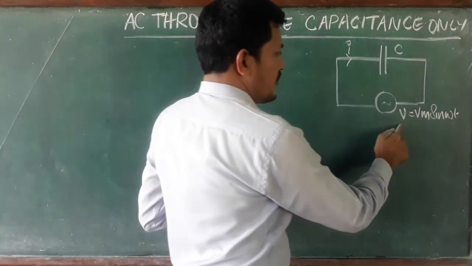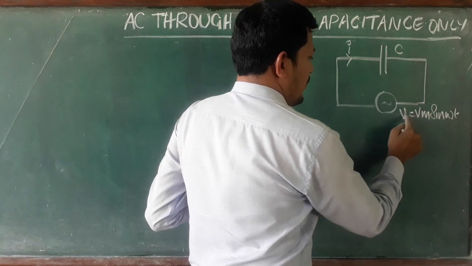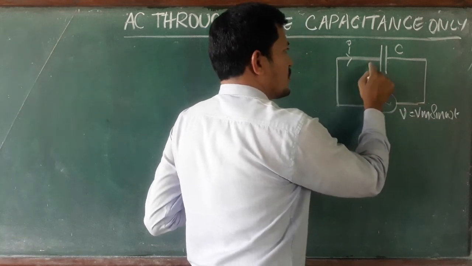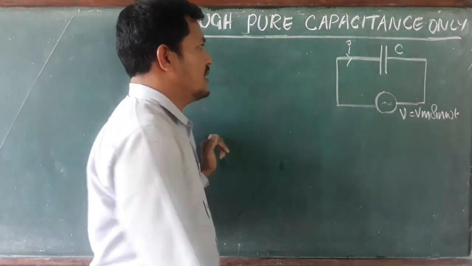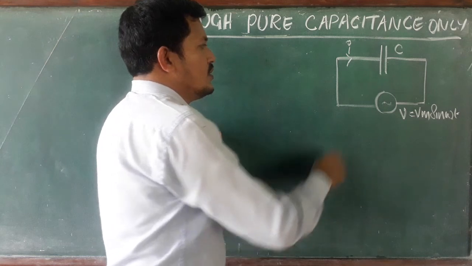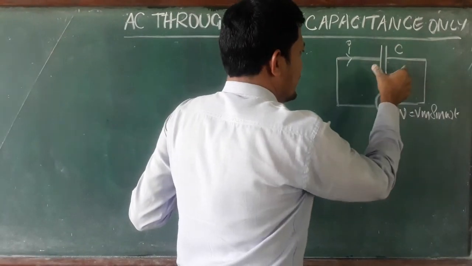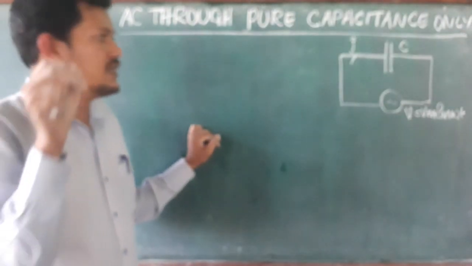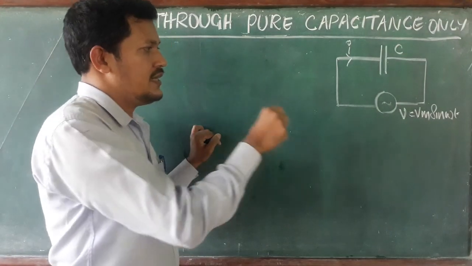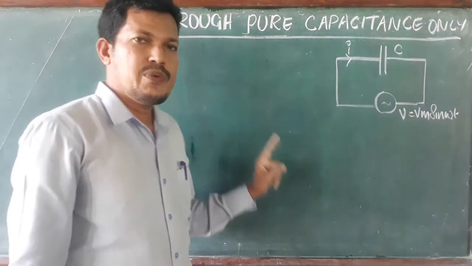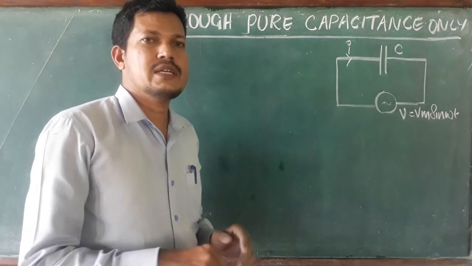Now we are going to study what current will flow through the capacitor whenever we apply an alternating voltage. Clear? So we are going to find the expression for current. Before that, we are going to study what a capacitor is. There is a relation between capacitance, its charge, and the applied voltage. A capacitor is always used to store charge.